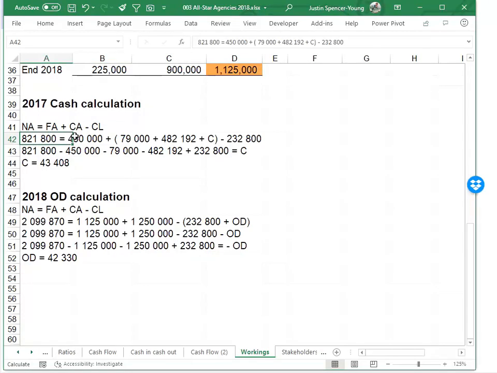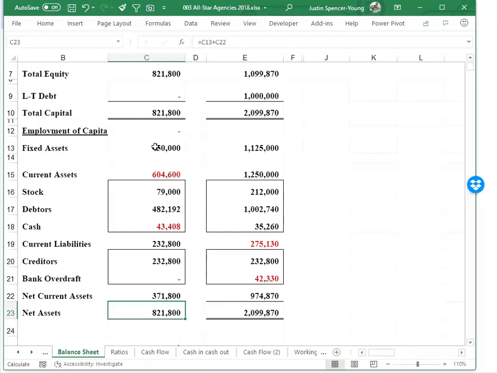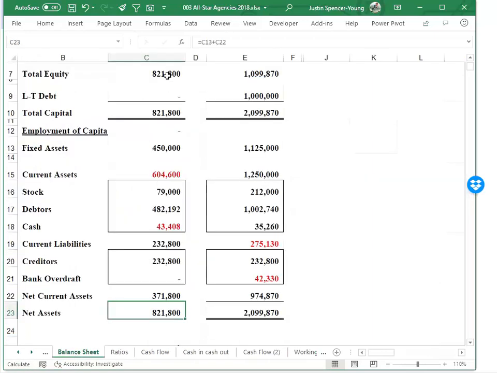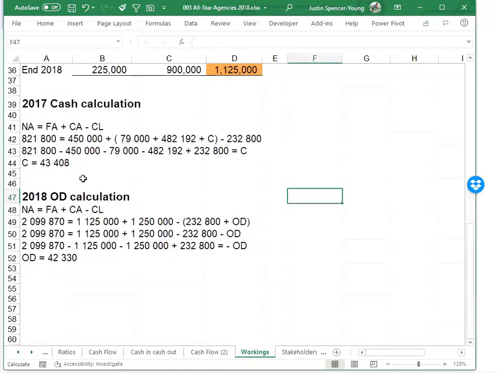Here's the net assets. The fixed assets are 450,000, and we get that from the 450 that we've got in fixed assets. Next up, I'm opening a bracket here to say inside this bracket are the current assets, and there you have the stock and the debtors and C for cash. And then at the end, minus the current liabilities, that's the 232,800. So all I've really done is I've plugged into the formula the information that is contained inside the balance sheet over here, and I've just said make that C. In other words, that's our unknown. All right, so solve for C.